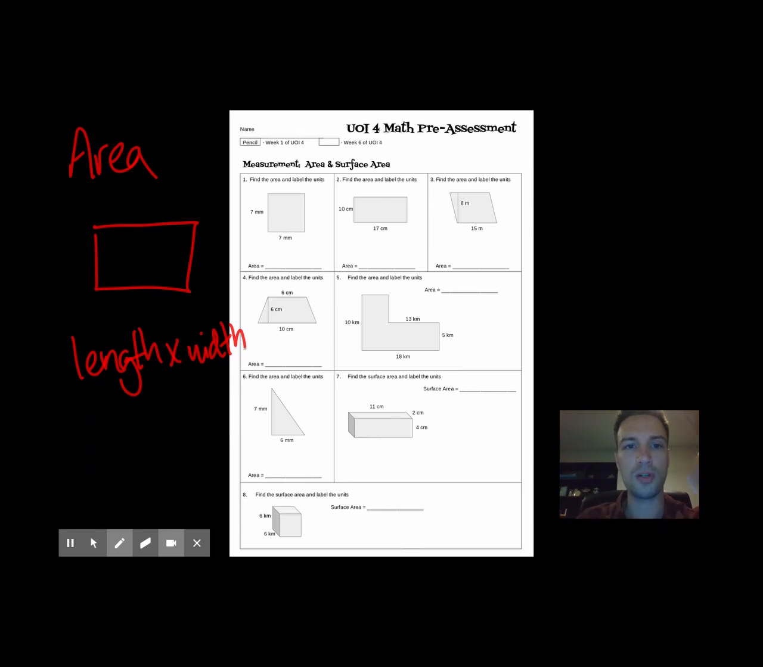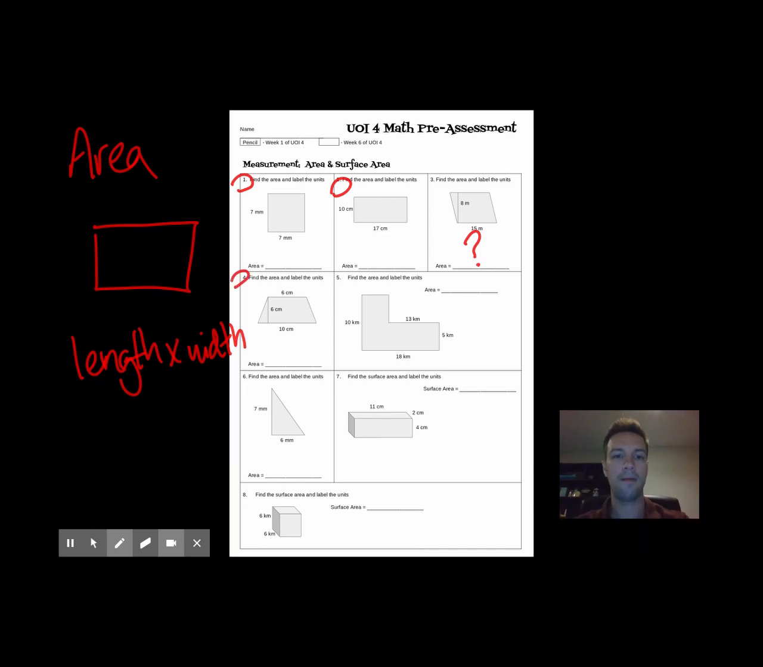Now, questions 1 and 2, find the area, label the units. Find the area of a square and find the area of a rectangle. Now, number 3, this gets a little tricky. Find the area of a parallelogram. We haven't learned how to do that yet. Tricky. I wonder if anyone will know how to do it. If not, don't stress out about it. You can leave a question mark if you're not sure how to do it. That's okay because we haven't learned it yet. We don't want you to feel stress, okay?